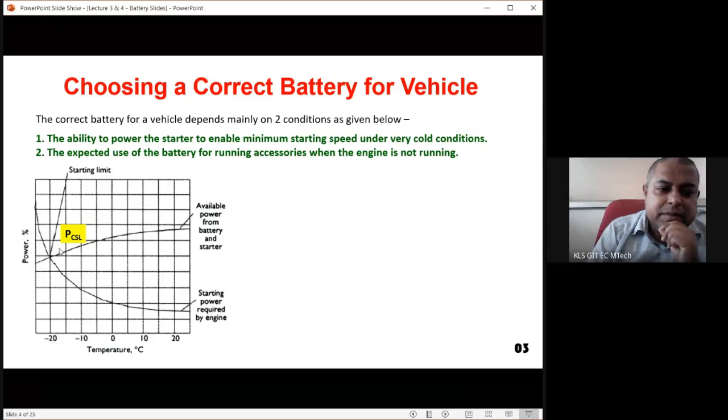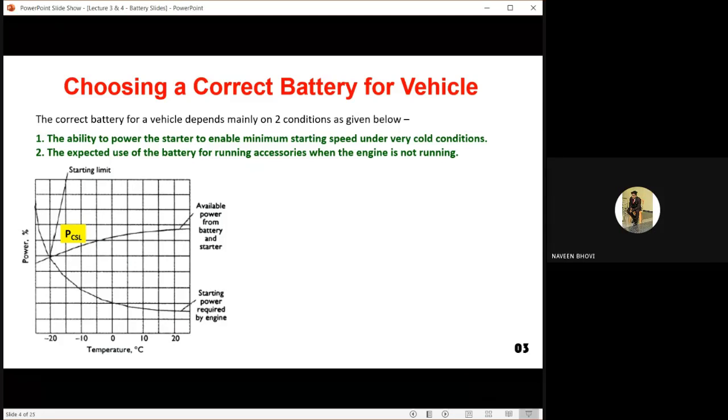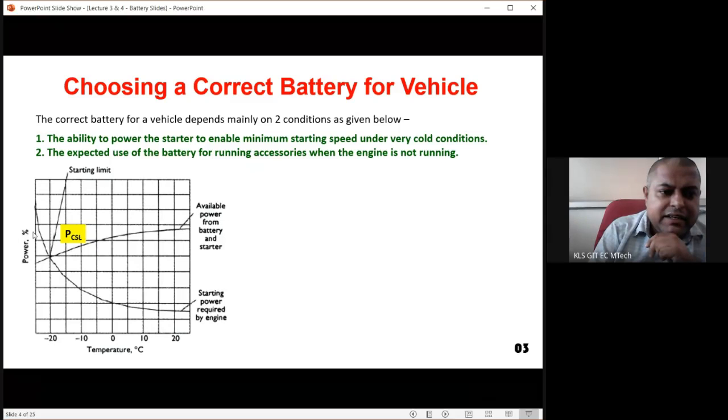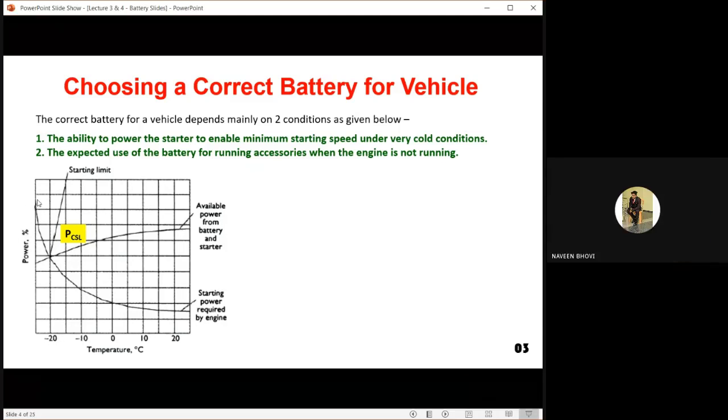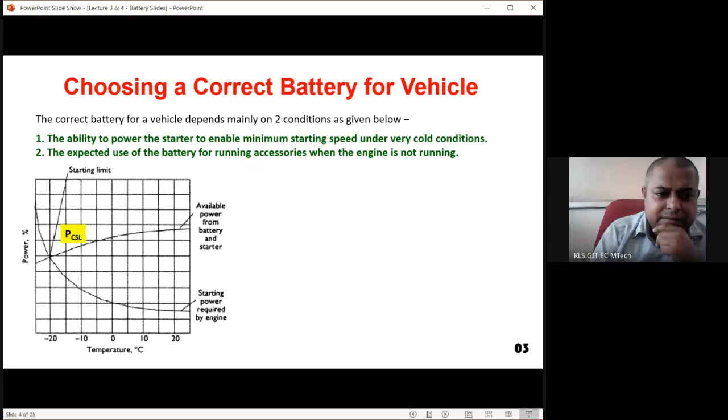Now check how much is the power available. So the power you are getting from the battery. So this is the available power from the battery. So at minus 25 degrees, how much power is available in the battery? It is plus 45%. Understandable? Plus 45% is available and requirement is 85%. Can the car start? No, sir. Now it is clear.